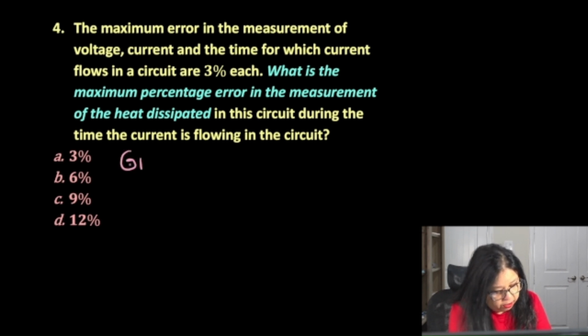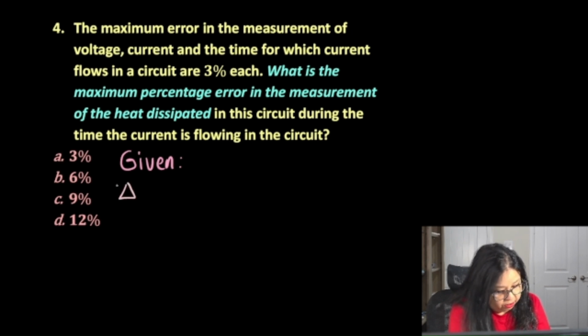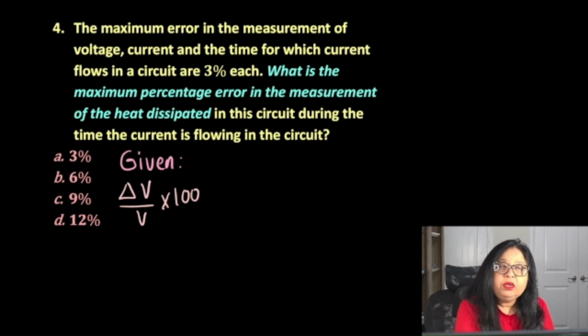We are given that the maximum error in the measurement of voltage, current, and time, all 3 of them, is 3%. So let's go ahead and write them all down in just one equation. How? Let's see. Delta V over V times 100. This is percentage error in voltage.